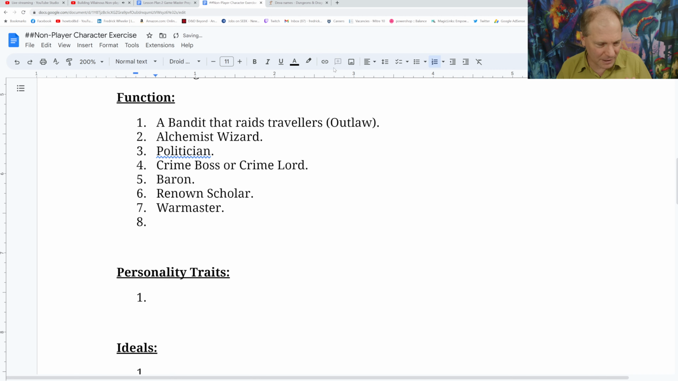Function can be as simple as a couple of words. It's not trying to tell too much. A pirate cult leader. Damon, you're on fire.